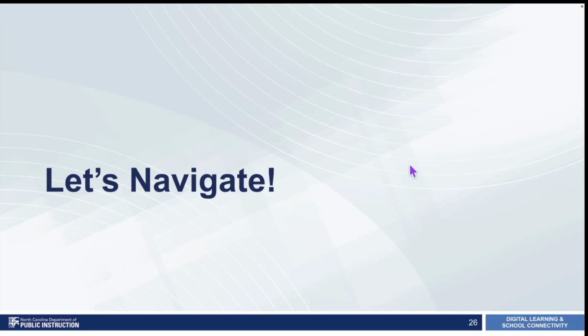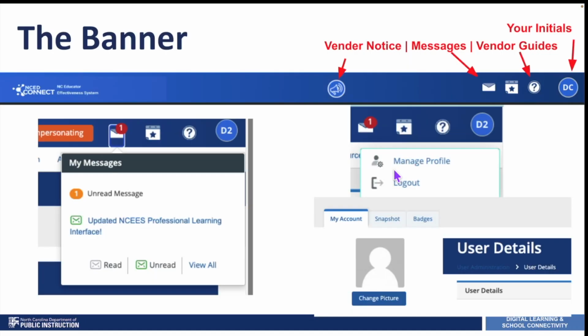Okay, so let's go ahead and learn how to navigate the system and what you're going to see as you actually get into NCEES. So once you get in, the first thing you're going to notice in NCEES is what we call the banner at the top. And there are some things in the banner you can click on. If PowerSchool decides they want to send out a notice, you'll see that little megaphone, and that is a vendor notice. That's not North Carolina specific, but it could be a vendor update to the system.